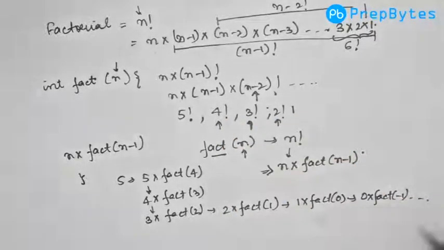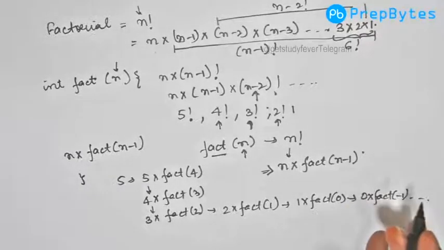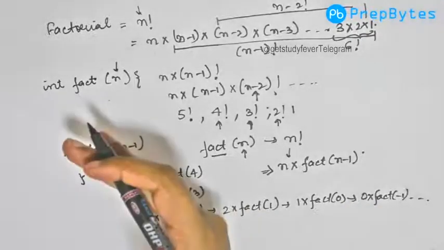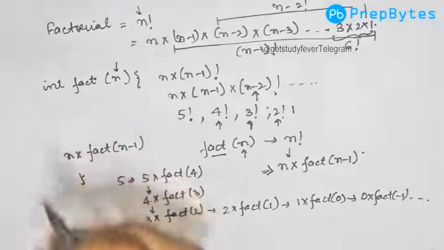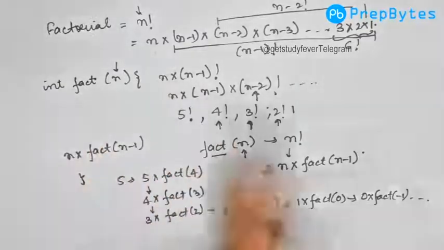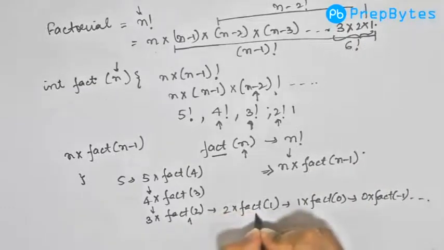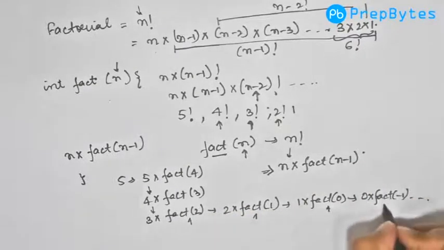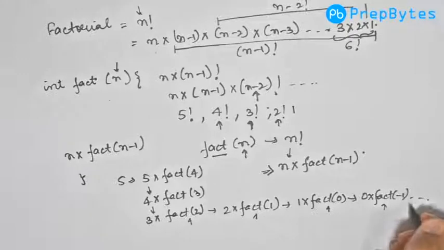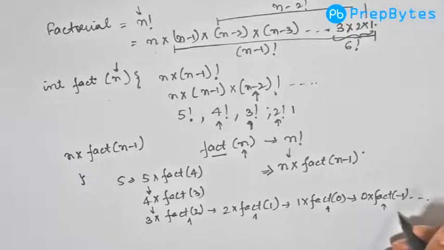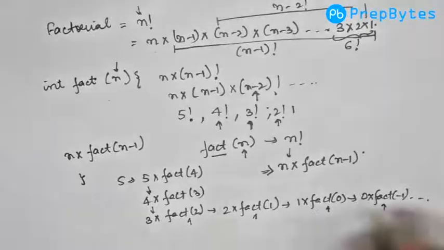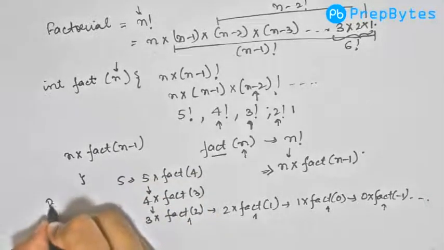So as you can see, there is a problem here. What is the problem? The problem is we haven't specified where this code should stop executing, where this recursion will stop. So what is happening is fact 2 is calling fact 1, fact 1 is calling fact 0, fact 0 is calling fact minus 1, which is calling fact minus 2. So the code will keep on executing infinite times, which is not acceptable. So there has to be a base condition.